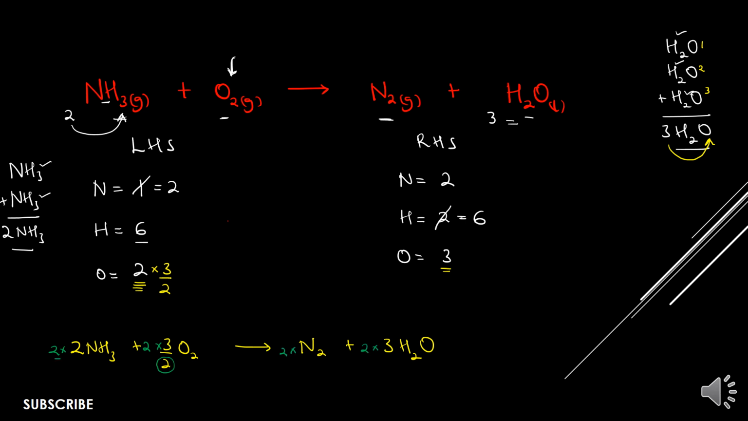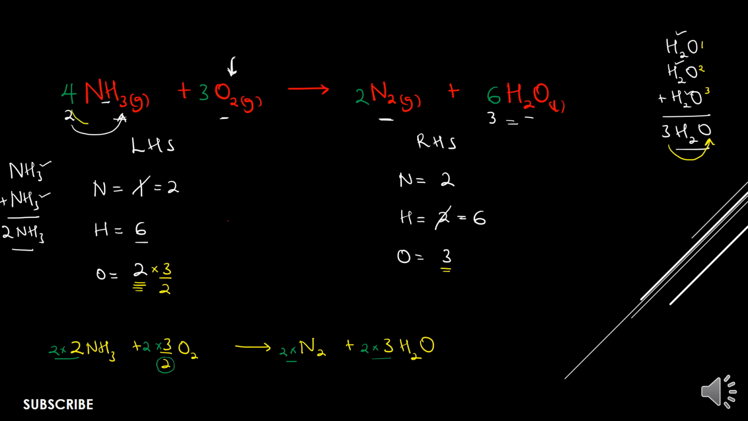So 2 times 2, that is a 4. So I'll put here my 4. 2 times 3 over 2, that's a 3. I'll put here my 3. 2 times 1 on nitrogen, that's a 2. And then 2 times 3, that is a 6. So now my equation will be balanced. But we obviously have to check and see whether our theory is still working. So let us see whether the equation is actually balanced.